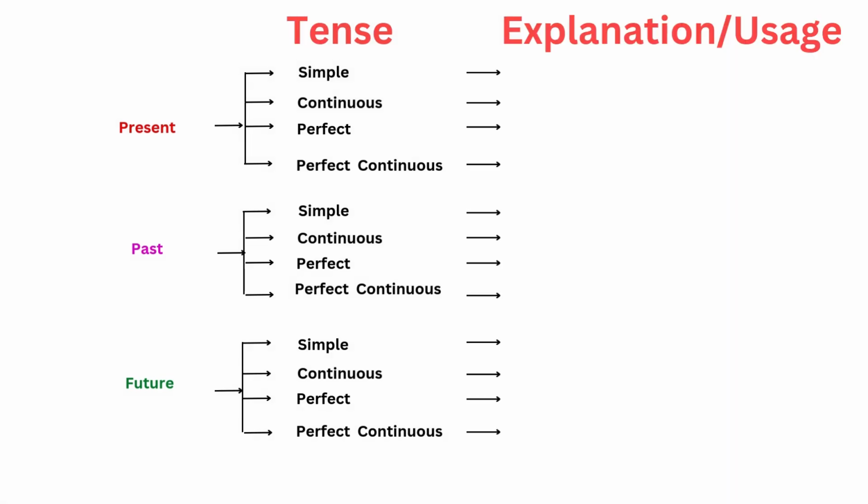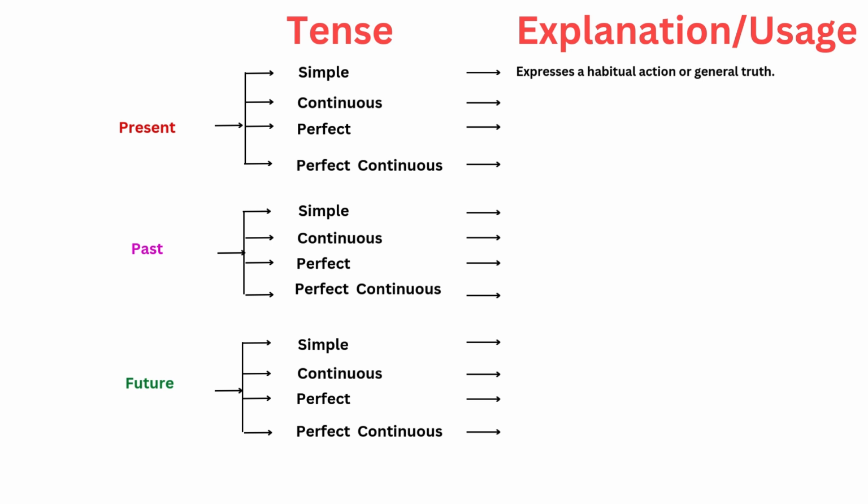Now that we've gone over the names of the 12 tenses, let's take a closer look at each one to understand what they mean and how they work. We'll start by explaining each tense in simple terms, so you can see how we use them in everyday language.